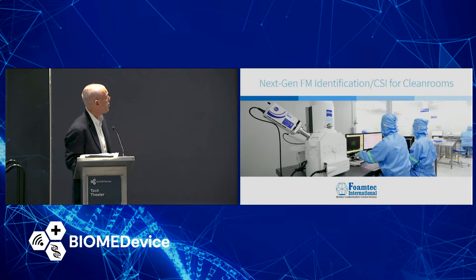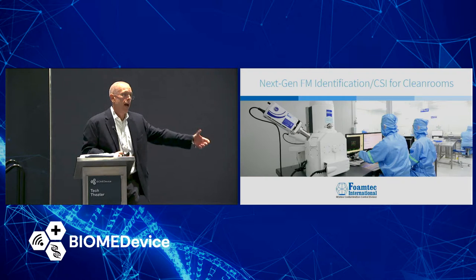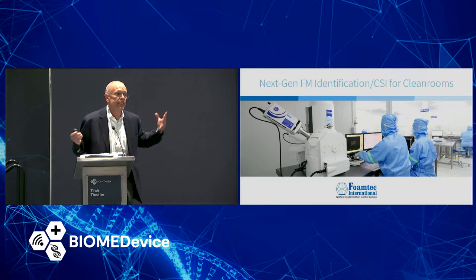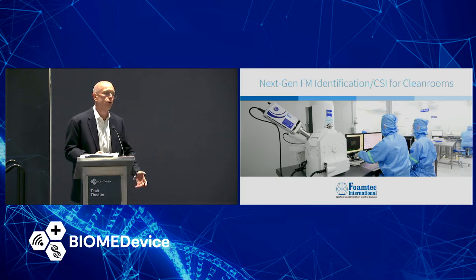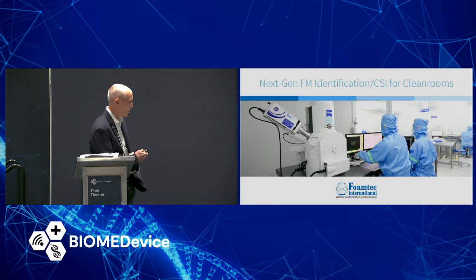So let's talk about next-gen FM identification, or what we like to call CSI for clean rooms. Everybody's seen the CSI show where they find a fiber on the victim, right? And now they've got 10 usual suspects, 10 guys who committed this kind of crime before or are out on parole, and they go around and do a collection at their houses, and they miraculously find a fiber that matches exactly what was on the victim. If it were that easy, right? But in a clean room, because we've got so many multiple sources, oftentimes that's really difficult. So we're going to show you some of the things that we've done over the past 20 years to help customers out.